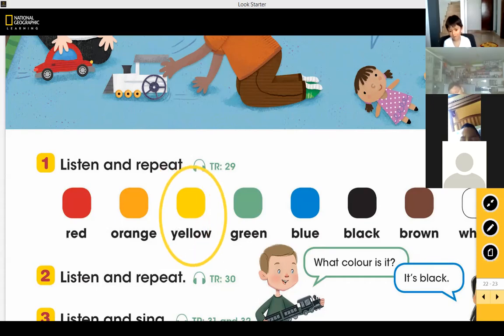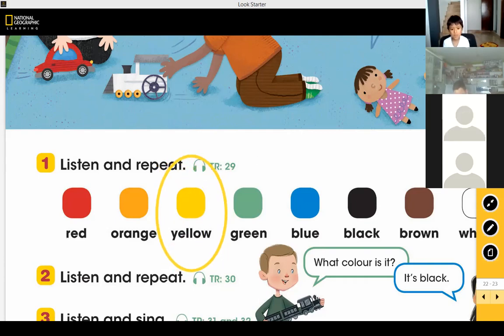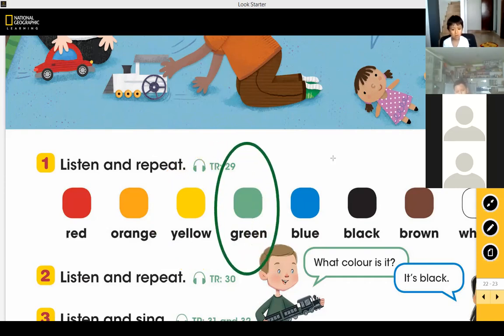What color is it? What color is it, Benny? Where is our friend, Benny? ¿Dónde está Benny? I don't know. Jared, excuse me, Jared. Tell me, please, what color is it, Jared? It's a yellow. Excellent. Very good. Jared, now, what color is it? Estaba cambiando mi esto para que no se raje. It's green. Excellent. Very good, Jared.